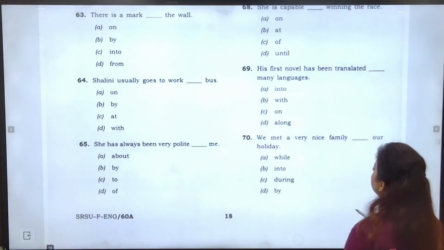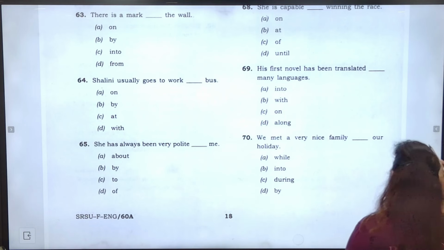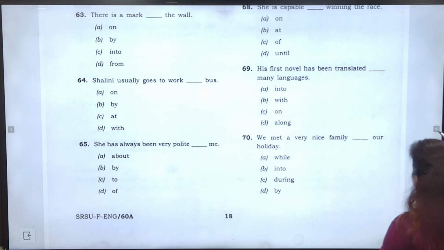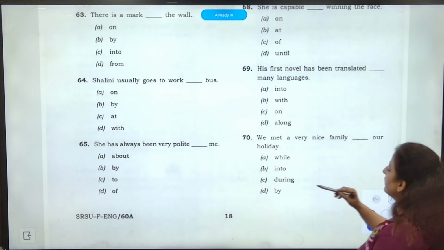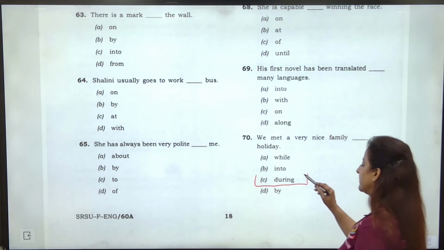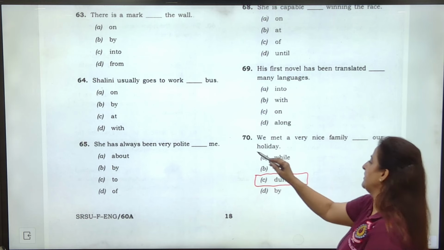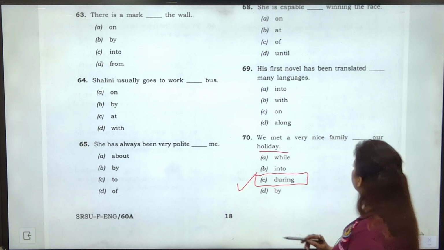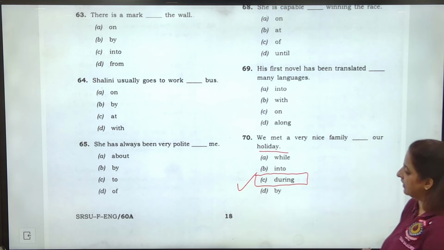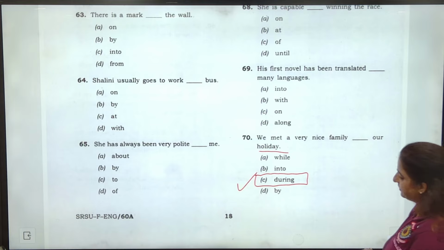Question 70. We met a very nice family dash our holiday. What do you think? While our holiday, into a holiday, during or by? The only preposition which is making sense over here is उस दौरान जब हम छुट्टी पे थे उन दिनों कोई एक अच्छी फैमिली मिली during our holiday. The others don't make sense only actually.